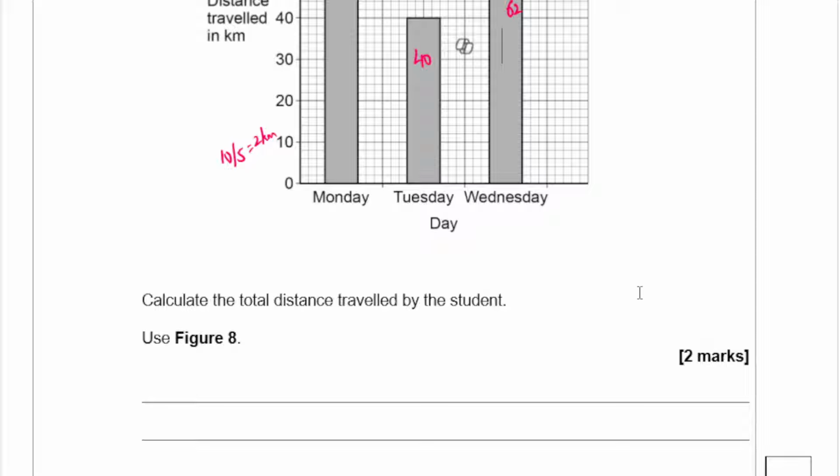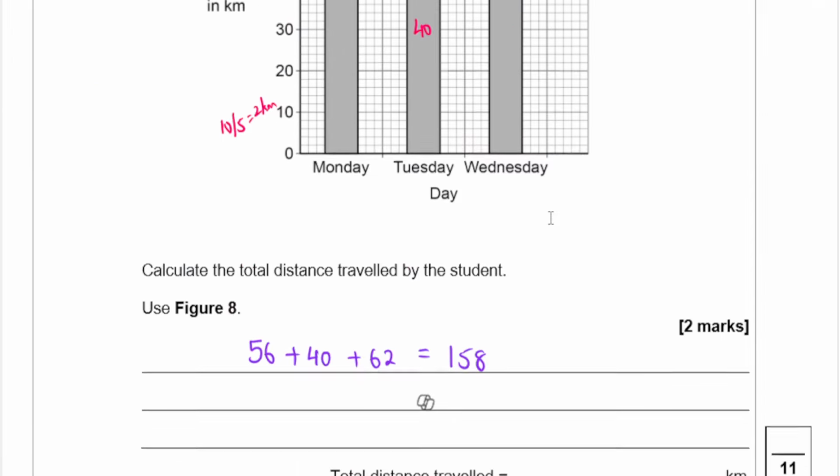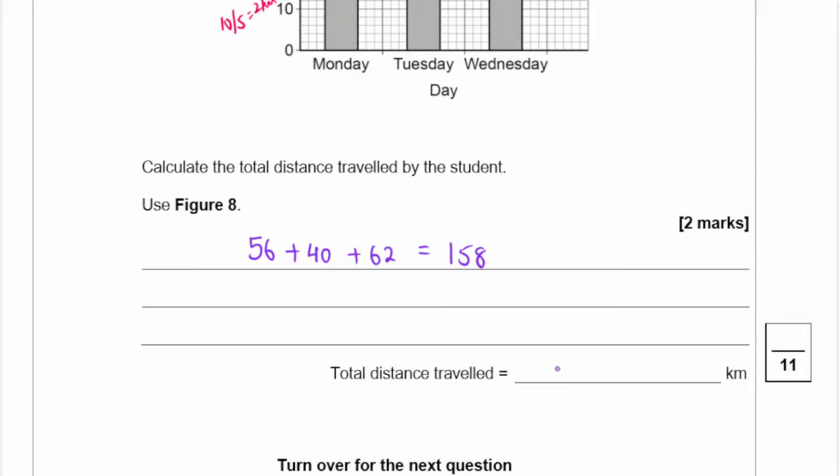Calculate the total distance traveled by the student. There you go. So 56 plus 40 plus 62 will give you a total of 158 kilometers. That brings us to the end of question number 3.